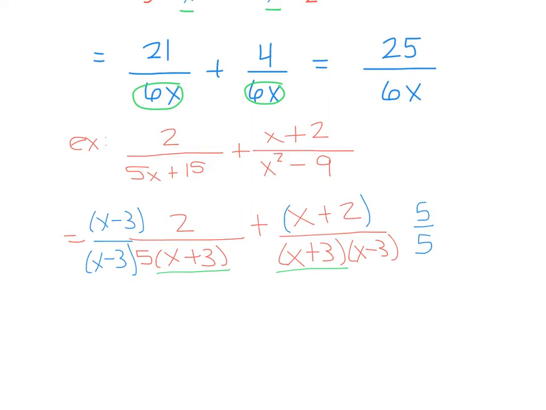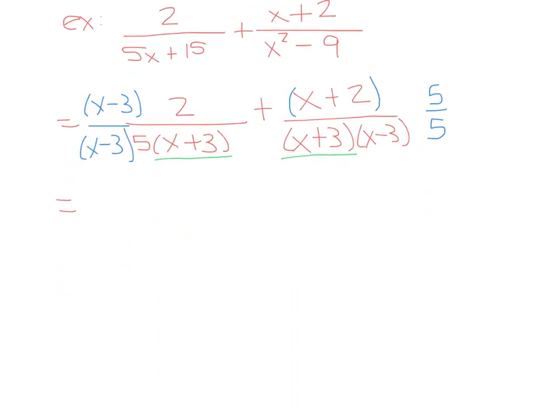So on the next, we make sure we distribute that 5. We now have our common denominator, 5 times x minus 3 times x plus 3. In the numerator, let's distribute that 2. Okay, x minus 3 is multiplied by 2, so we distribute that 2, and that gives us 2x minus 6.